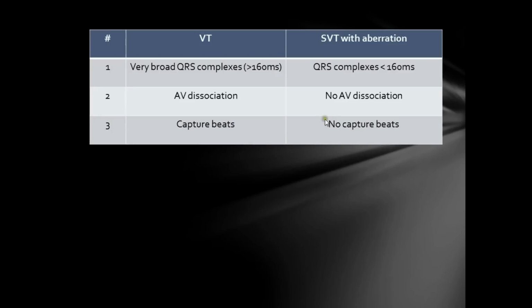And coming to the third difference, which is the capture beats. What it means is that the SA node succeeds to capture the ventricles in the middle of the AV dissociation. In other words, you will have a sinus beat in the middle of the ventricular tachycardia. In SVT with aberration, no capture beats.